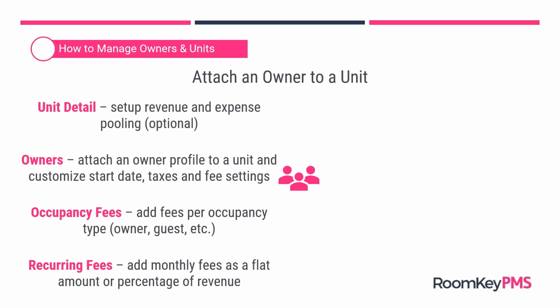So these could be monthly fees that could be applied as either a flat amount or some sort of percentage of the revenue that is collected throughout that month. So recurring fees, this is usually your management fee that is applied by the hotel. So if the hotel takes a 50% management fee from the revenue that is collected throughout the month, we would set that up as a recurring fee.